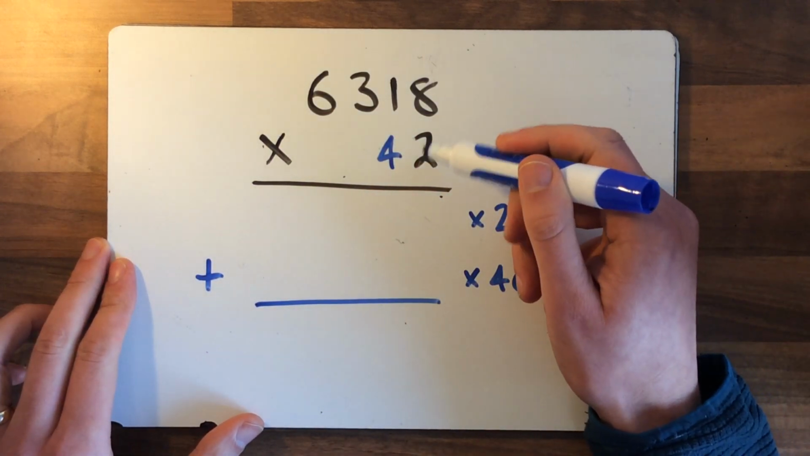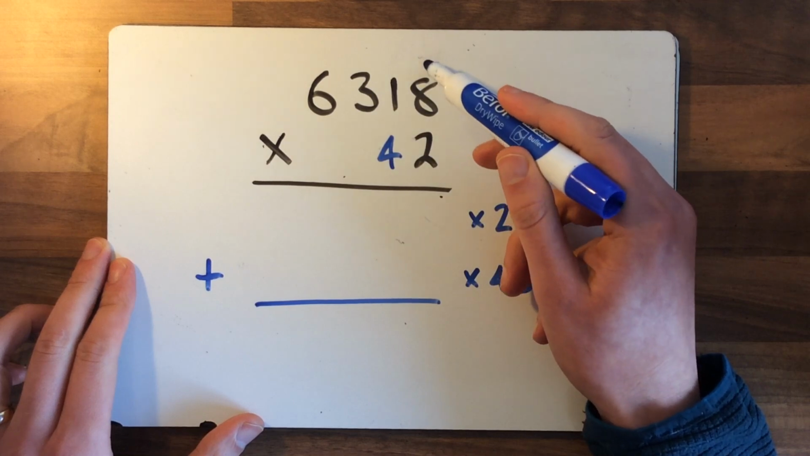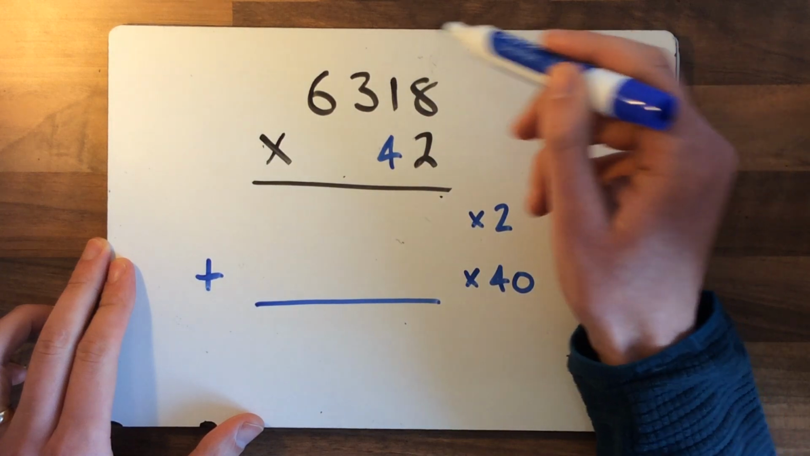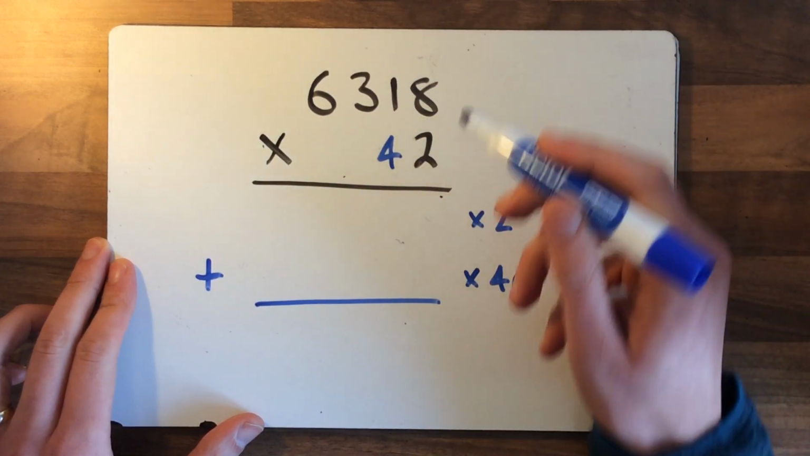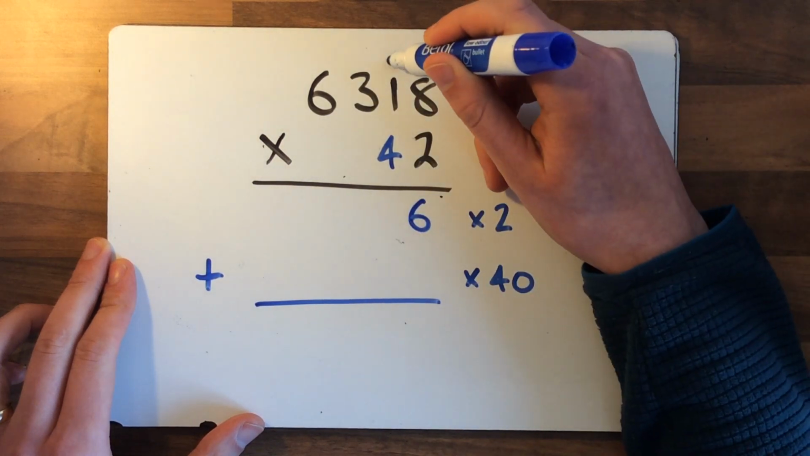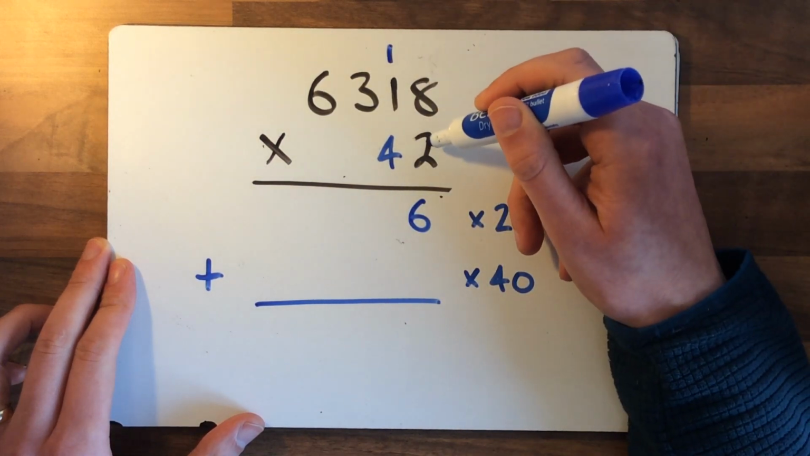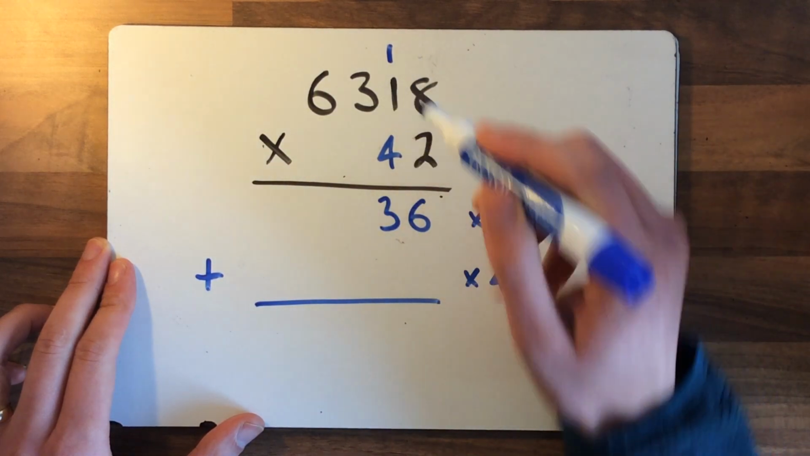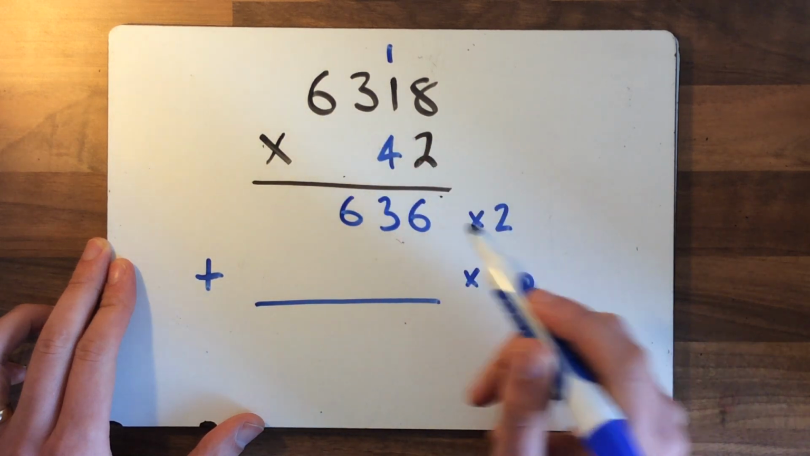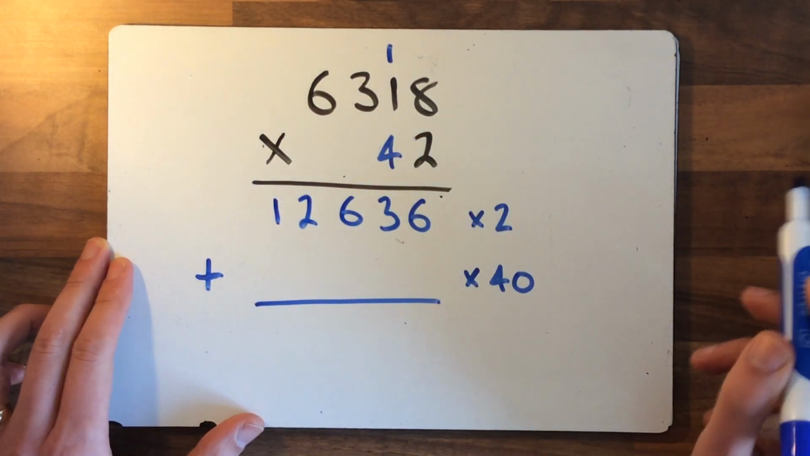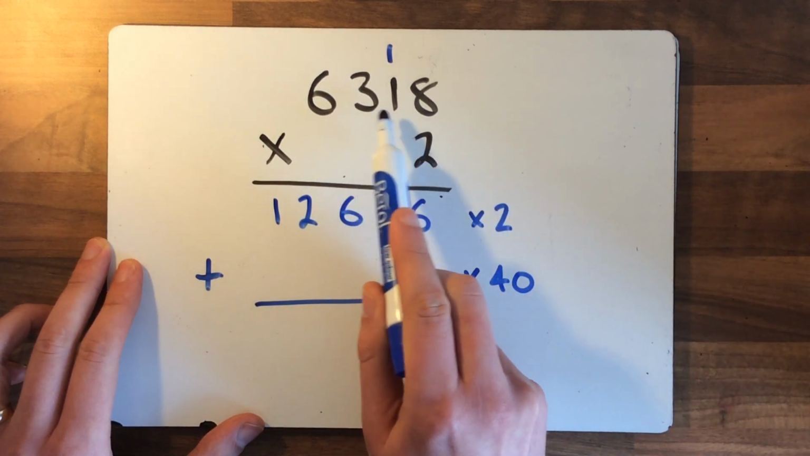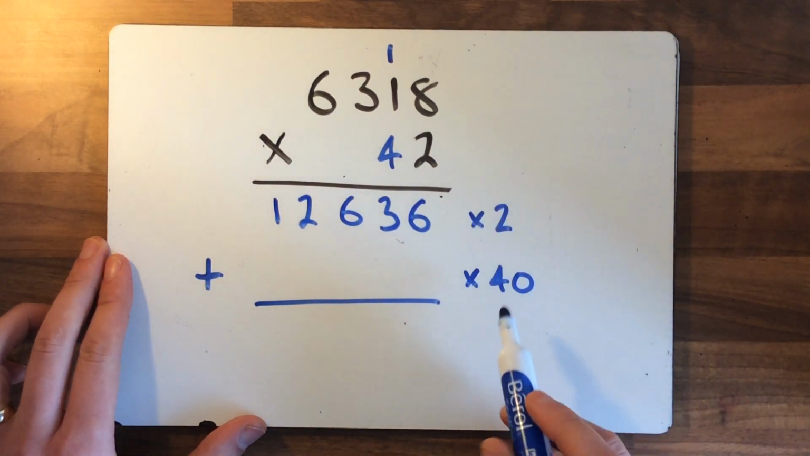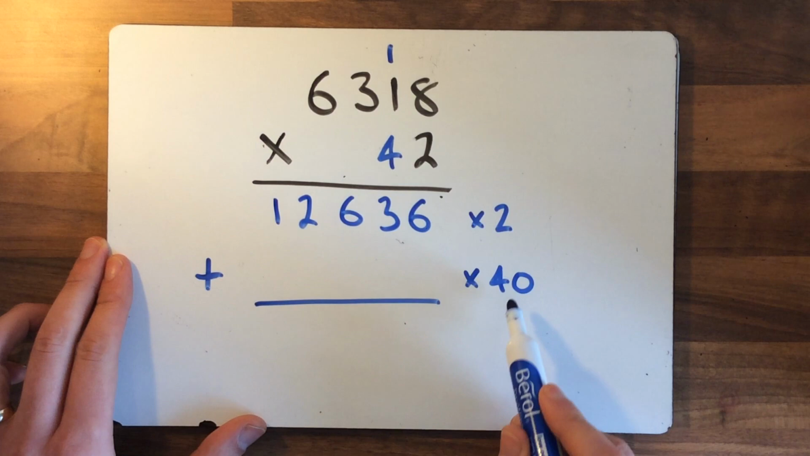So we go multiplying by 2, and we multiply it by the one in the ones column, then the tens column, then the hundreds, then the thousands, going across from right to left. So 2 times 8 is 16. So the 6 goes here, the 1 goes over the next column. 2 times 1 is 2, add that 1 is 3. 2 times 3 is 6. 2 times 6 is 12. So the answer to 6,318 times by 2 is 12,636. Now we're going to multiply 6,318 by 40.